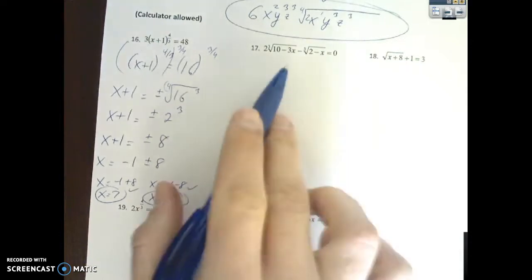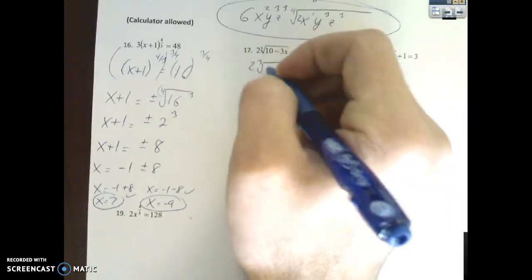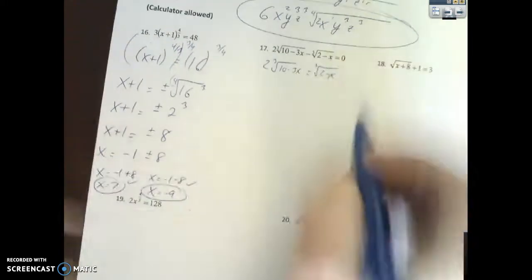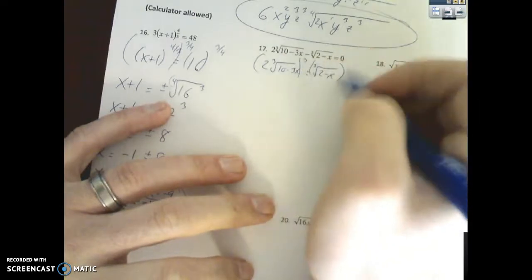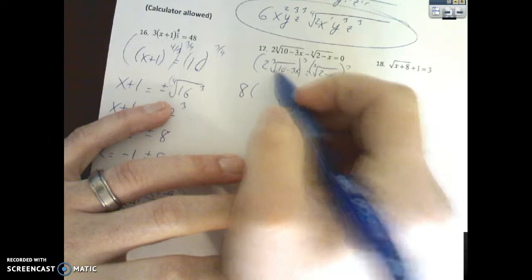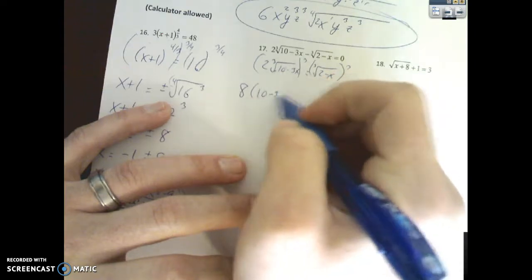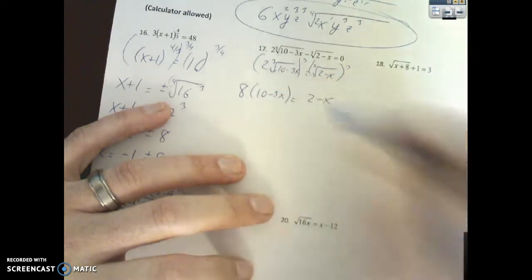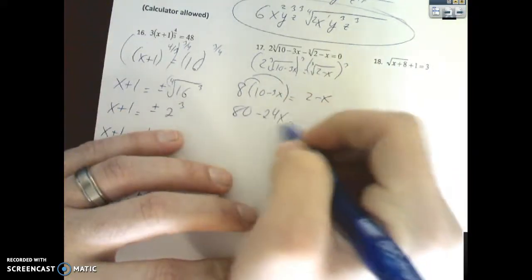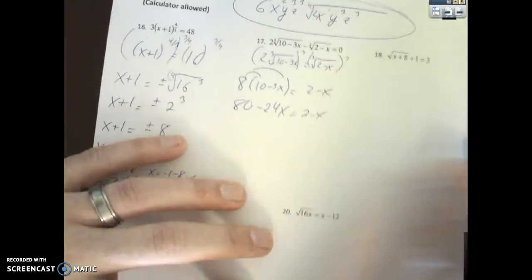Alright, number 17. Add the root 2 minus x over. Cube root rather. I can cube both sides. Now because that 2 is chilling out front, I got to cube that first. I get 8. And then when I cube this cube root, I get just 10 minus 3x underneath it. Over here I get just 2 minus x. Distribute this in. Sorry, I'm just running out of time. I can only make 15-minute videos.